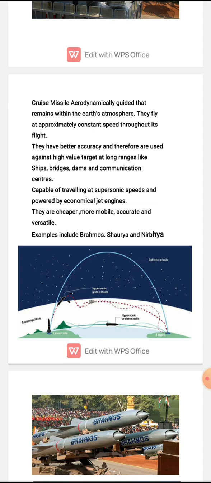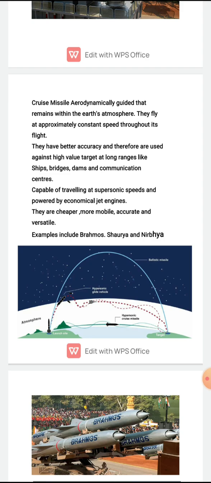So it does not follow any huge parabolic path like a ballistic missile. Initially it goes up straight, then it just turns and moves parallel to the ground, and then it hits the ground target. Okay, and it remains at constant speed throughout. They have better accuracy and therefore are used against high value targets at long ranges like ships, bridges, dams and communication centers, capable of traveling at supersonic speed and powered by air-breathing jet engines.